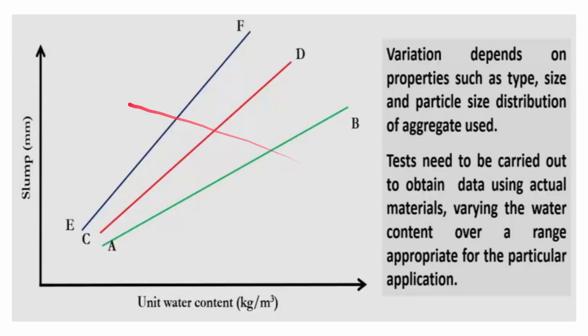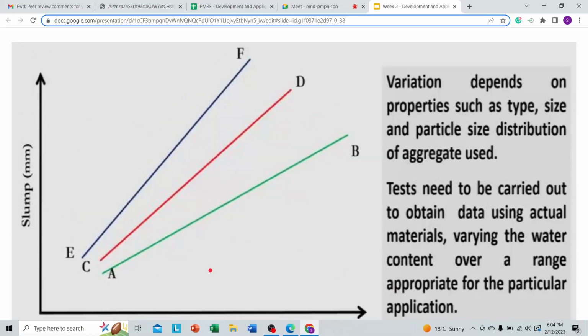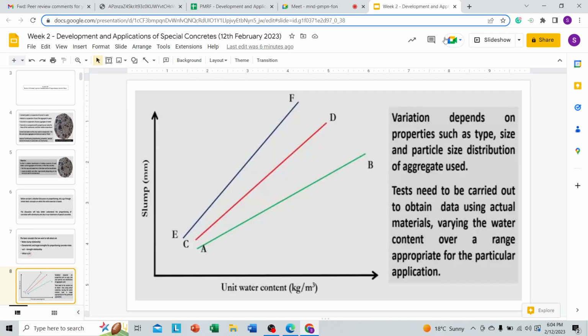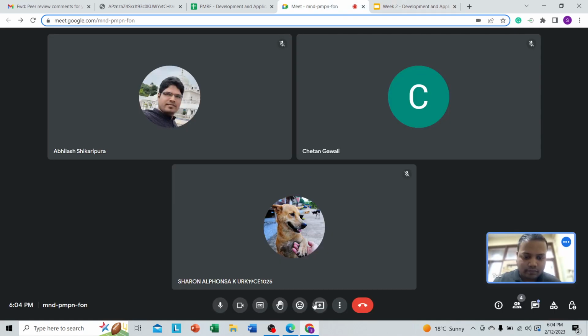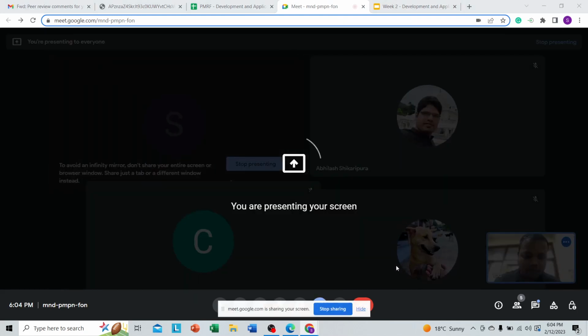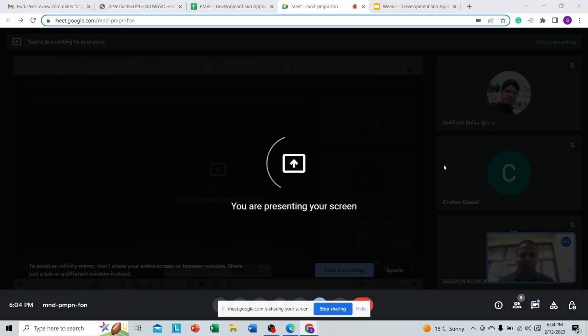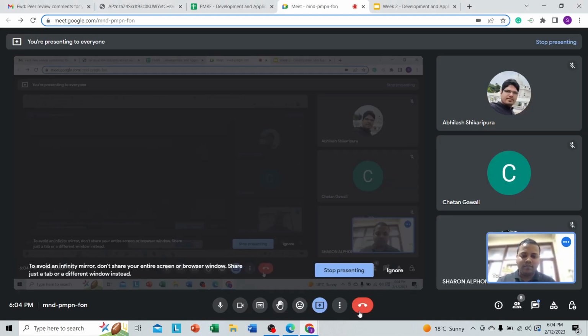So if we see this, this is a plot between slump and unit water content. Okay, I have not shared. Sorry. Is it visible now?